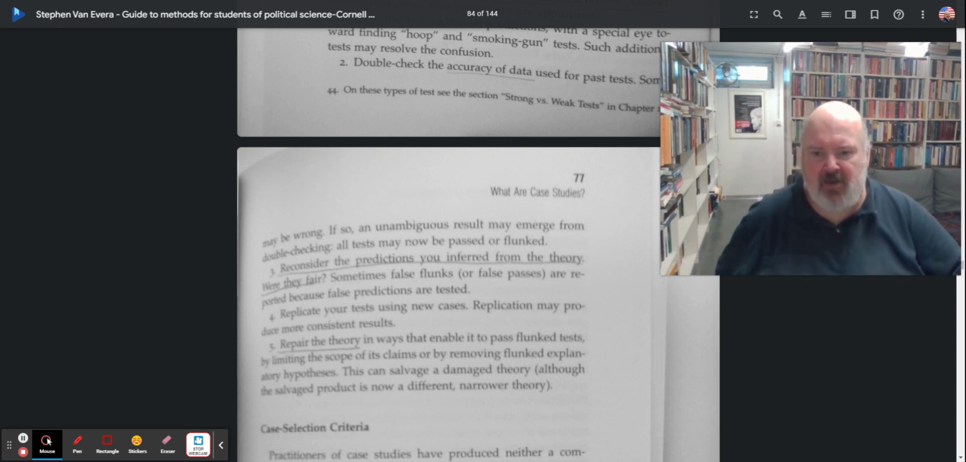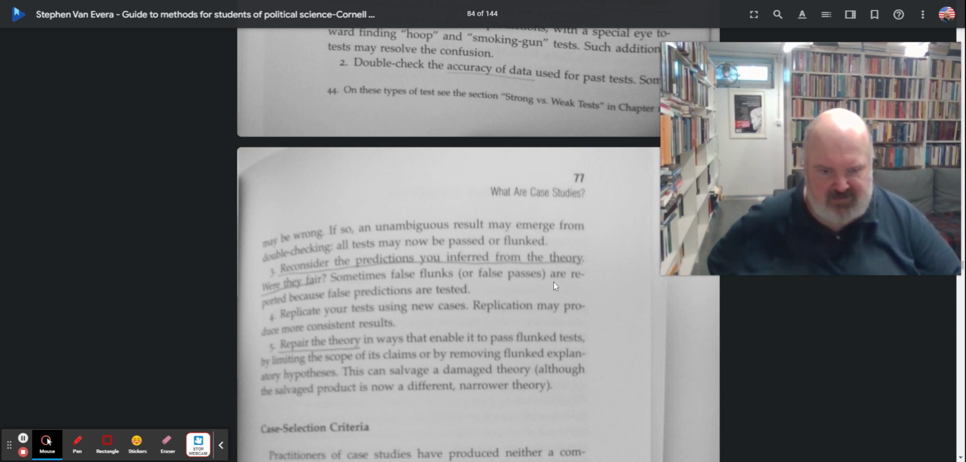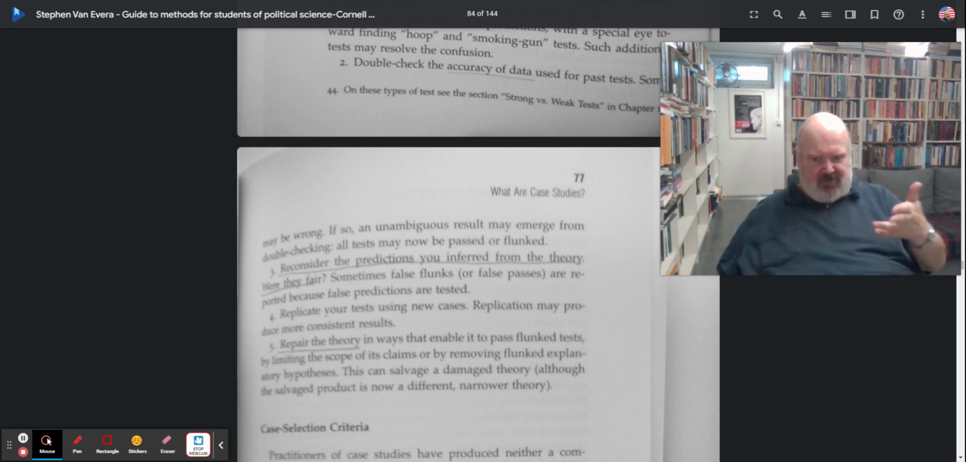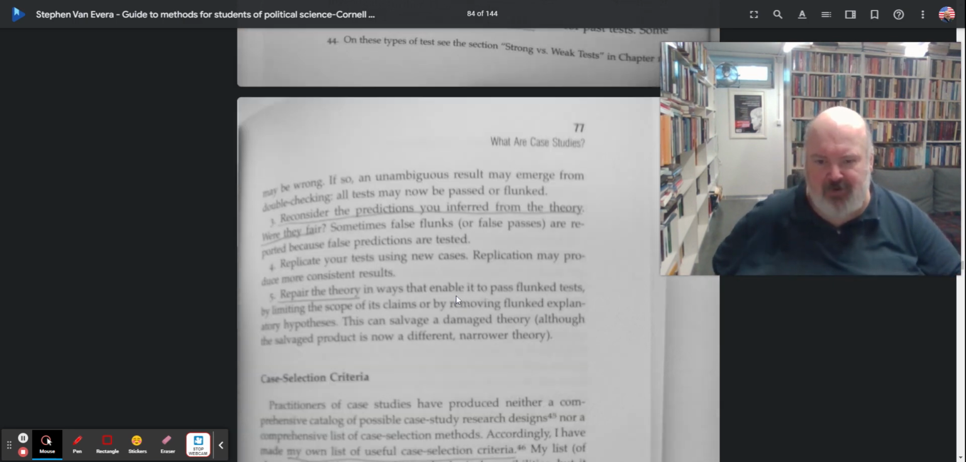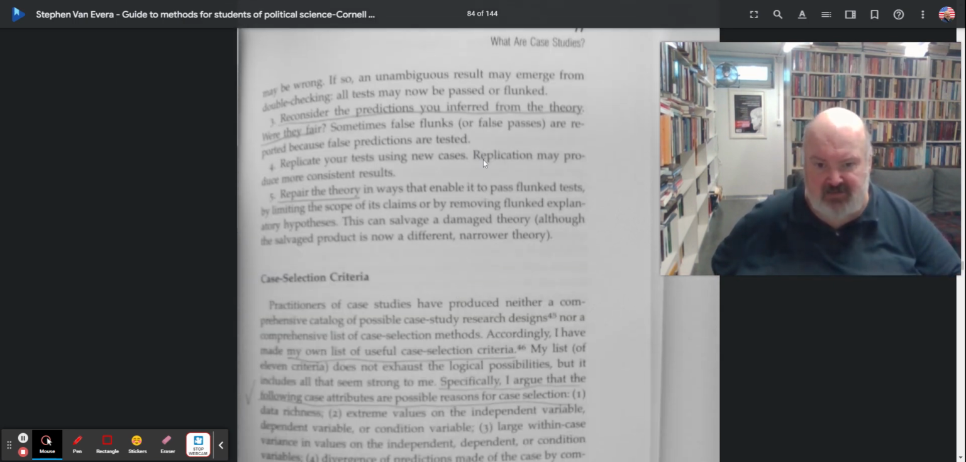So make sure, right? Three, reconsider the predictions you inferred from the theory. Were they fair? Sometimes false flunks or false passes are reported because false predictions are tested. So in other words, go back to your predictions for the test. Were they fair? Maybe it was a false prediction, and therefore this was a false test. Reconsider this. And four, replicate your tests using new cases. Replication may produce more consistent results.